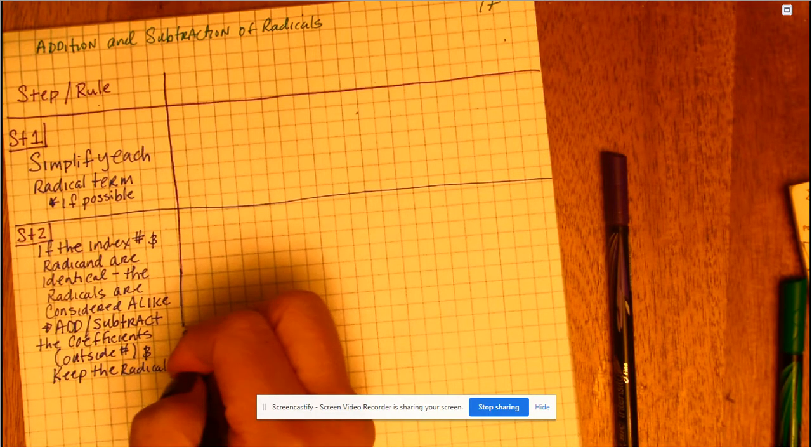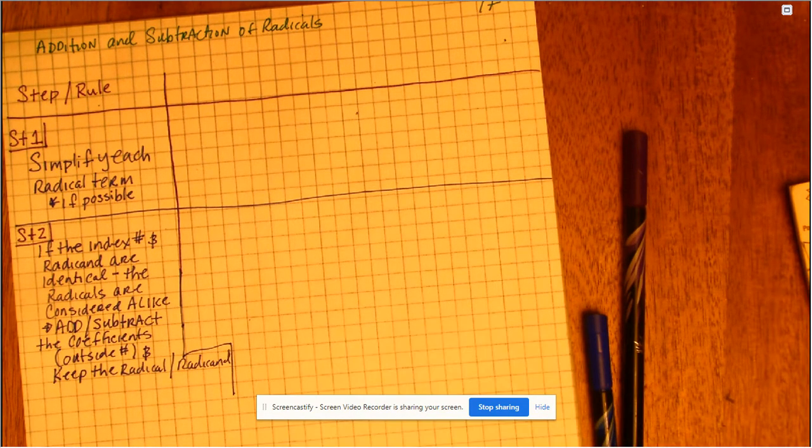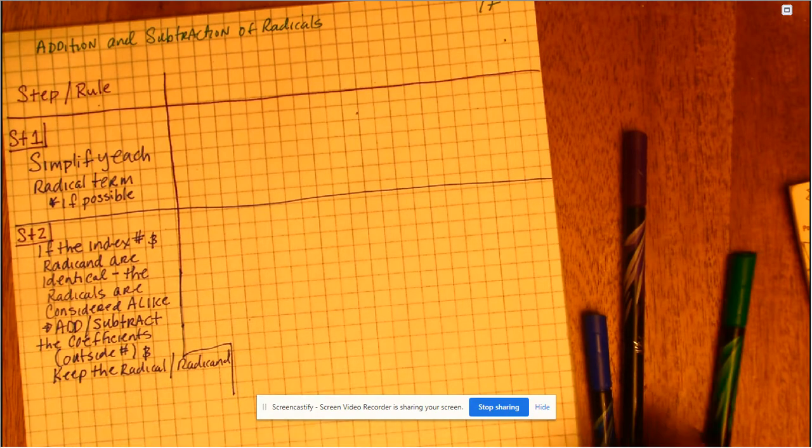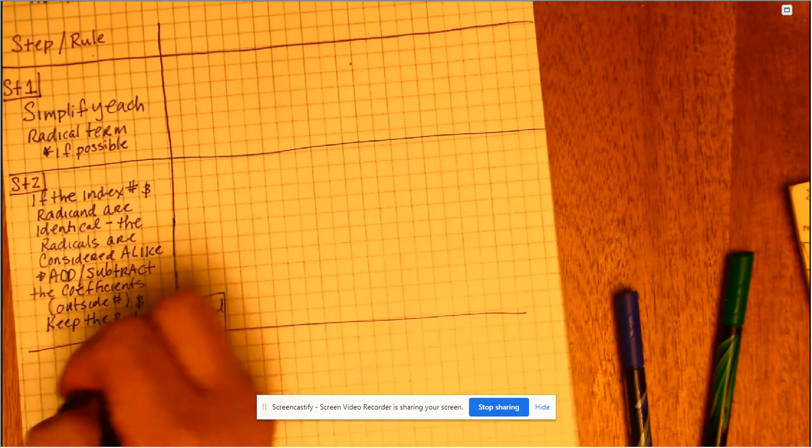So similar to when we think about adding or subtracting like terms, in order to be alike, the radicals have to have the same index number and the same exact radicand. So let's do some examples of what that would look like. Oh, and of course, the last step, the last part, is we're going to have our answer.